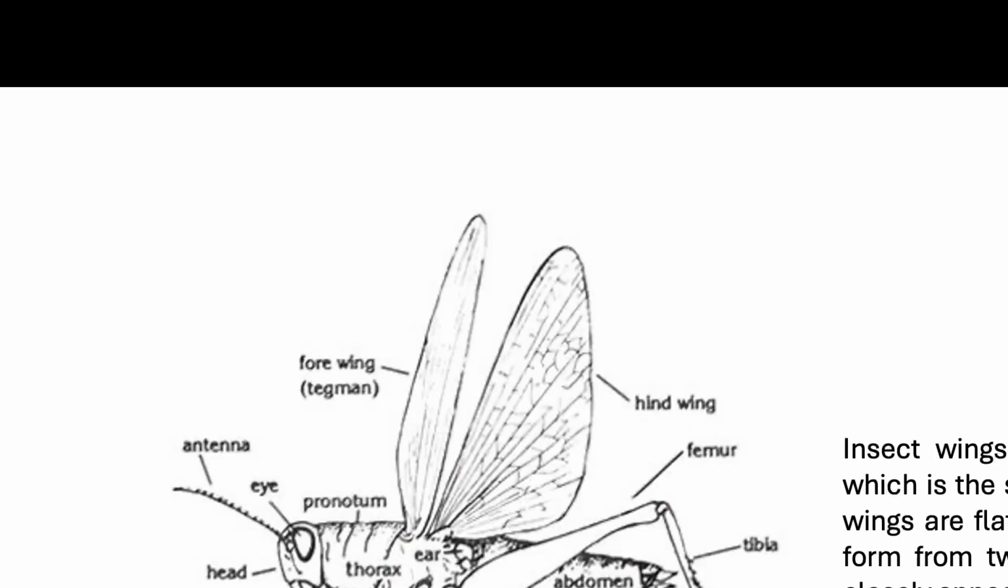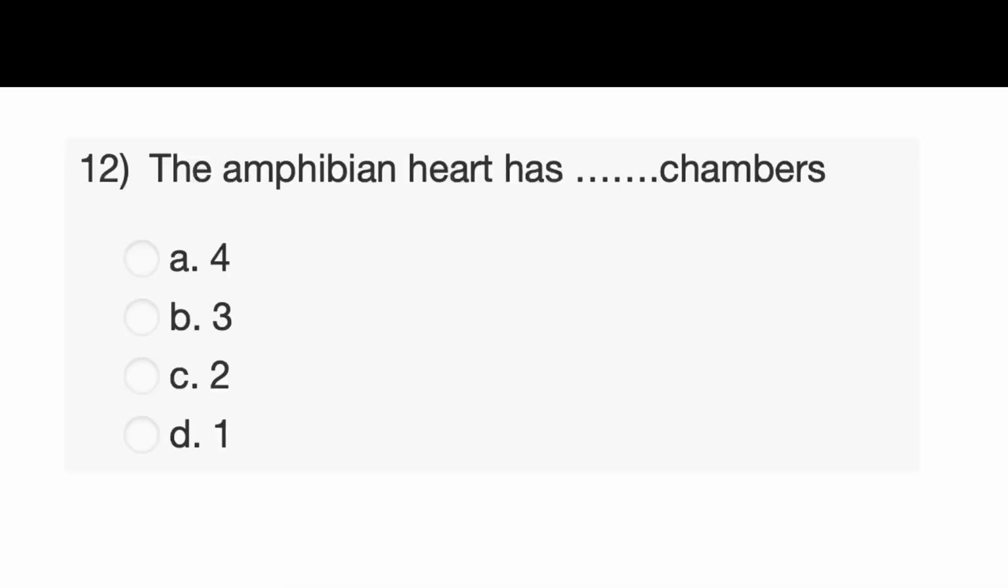Okay, moving on to the next question. Question number 12. The amphibian heart has dash chambers. Amphibian heart. Option A 4, option B 3, option C 2, option D 1. How many chambers does an amphibian heart have? Is it 4, 3, 2, 1?